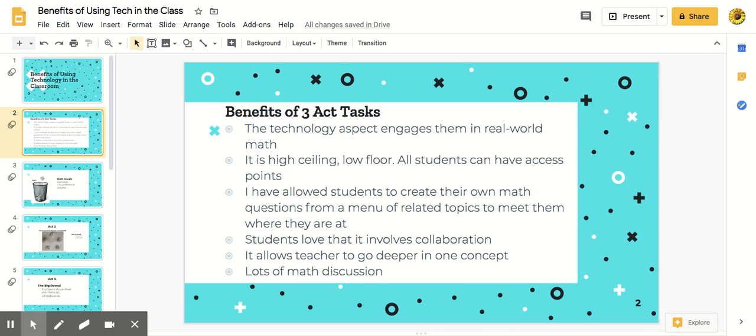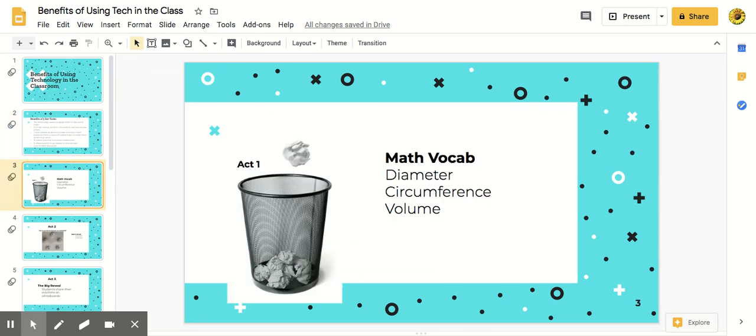What I've done with 3-Act tasks in the past is I've allowed students to create their own math questions from a menu of different topics. And what this does is it allows students to really think about the math that they're learning and to really think about, okay, what kind of questions make a good math question? And it really involves a lot of math discussion. So for me, I find using technology as a background and just the basis of our discussion really enhances the lesson. So I'm going to show you an example of a 3-Act task that I've done with my class in the past.